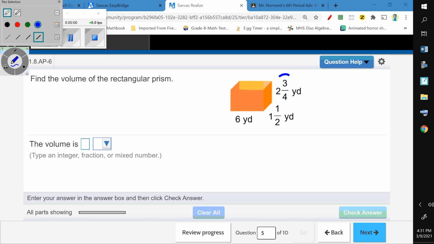This one, convert to a mixed number. 4 times 2 is 8, plus 3 is 11 over 4. 2 times 1 is 2, plus 1 is 3 over 2. 6 over 1. So this is what you're doing.